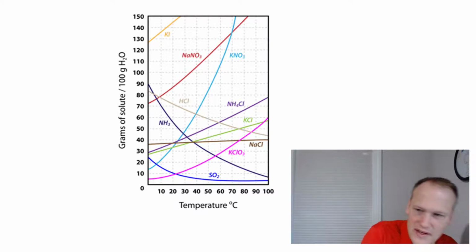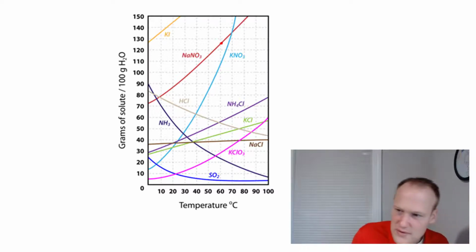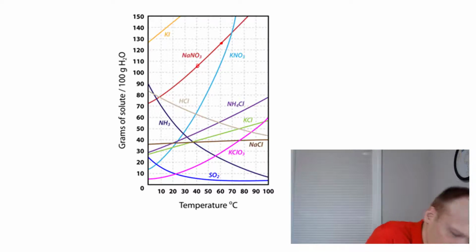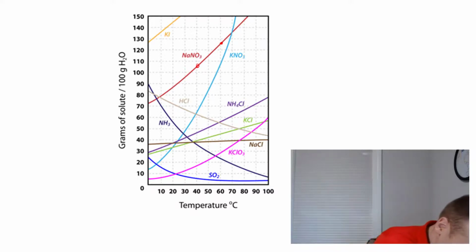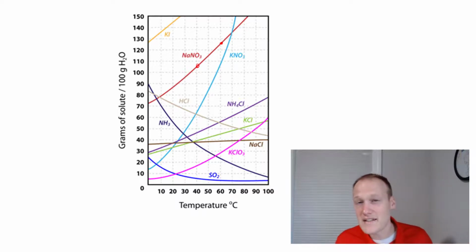So if we take a look here, let's just look at this red line here in the middle of sodium nitrate. This is a salt that we can dissolve in water. You can see that at 60 degrees Celsius, it can hold 125 grams of solute. But at 40 degrees Celsius, it can only hold 105. So since we have that positive slope, that's telling us that at higher temperatures, it's going to hold more solute. But you can also see that some of these lines have negative slopes, like SO2 and NH3. Why is that? It's because they're gases, and gases don't dissolve as well at higher temperatures.